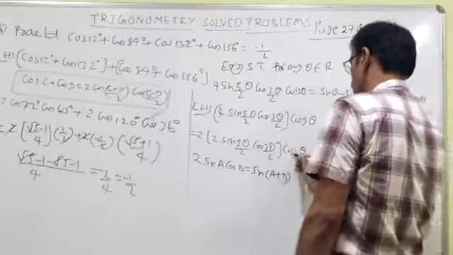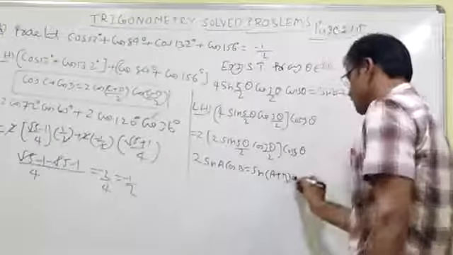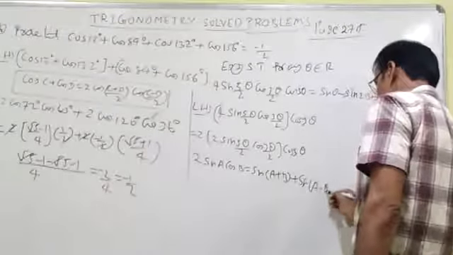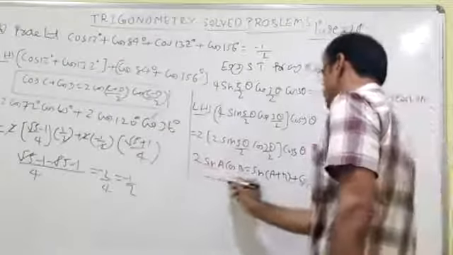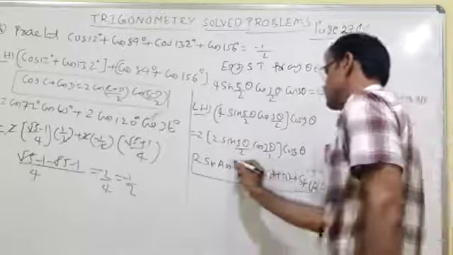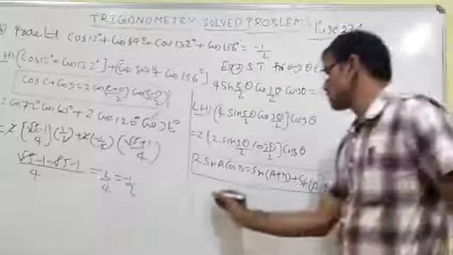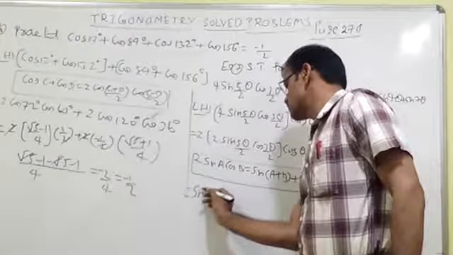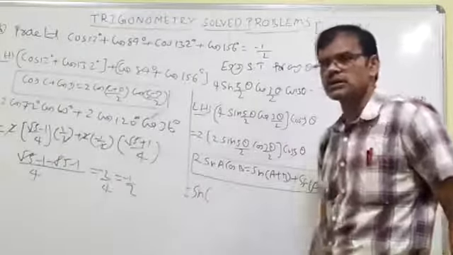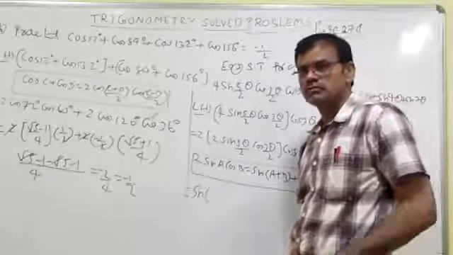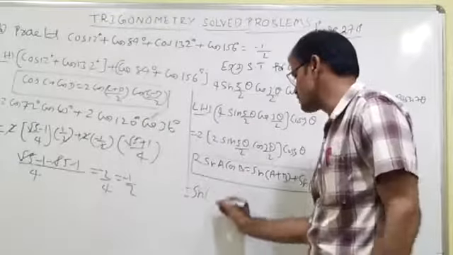What is the formula of 2 sin A cos B? Sin of A plus B plus sin of A minus B. This is the first formula of transformations. Apply here the formula sin A plus B plus sin A minus B, meaning sin of (5 theta plus 3 theta) by 2. What is the value of 5 theta plus 3 theta? The 8 theta by 2 becomes 4 theta.